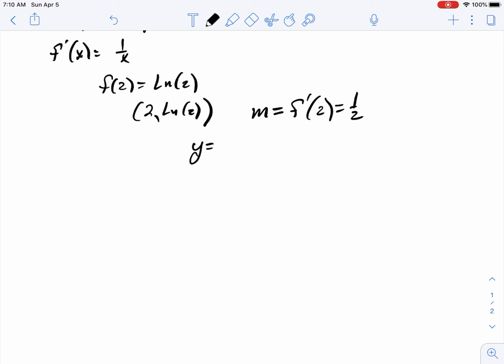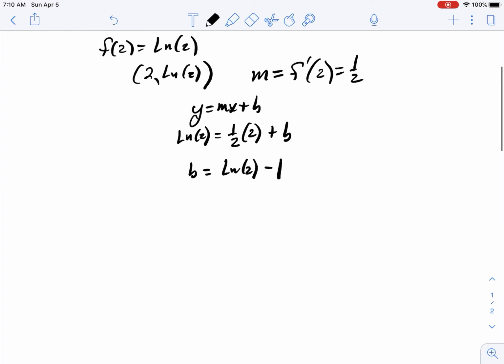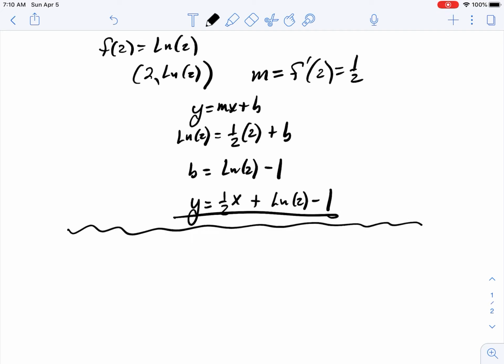Now, you could use a form, say y equals mx plus b. So to do that, you would have to plug in your y value. You have ln of 2, your slope 1/2, your x of 2, plus b. Therefore, your b would be ln of 2 minus 1. Therefore, your equation then, plugging everything back in, you have y equals 1/2 x plus, now your b value, ln of 2 minus 1.